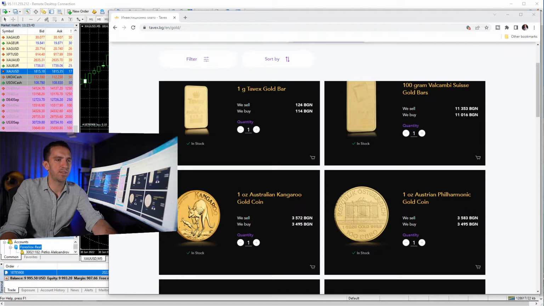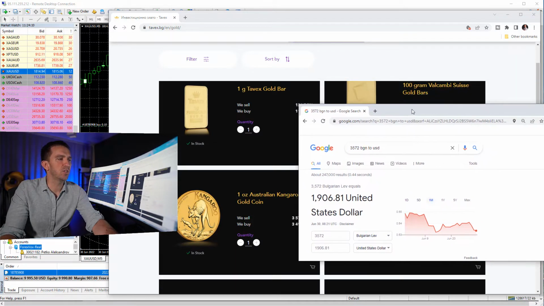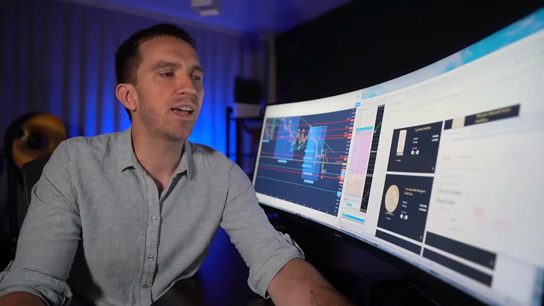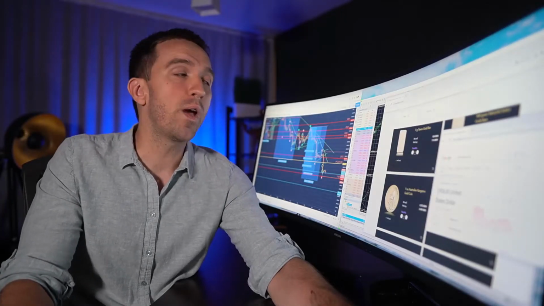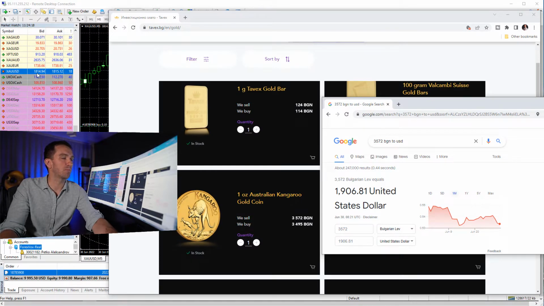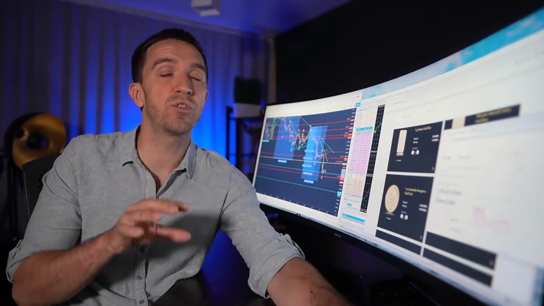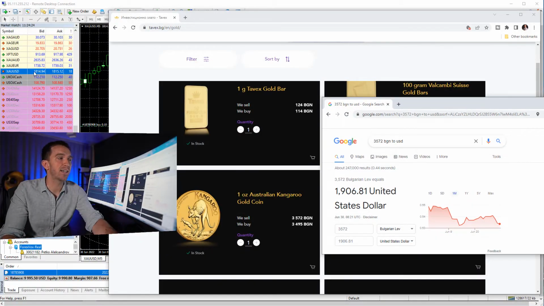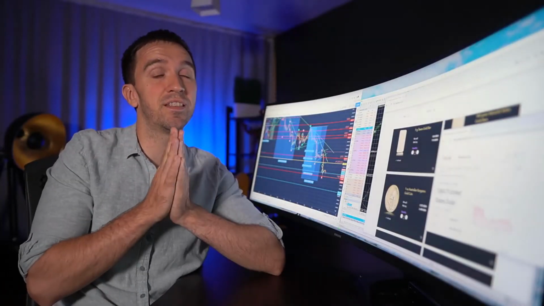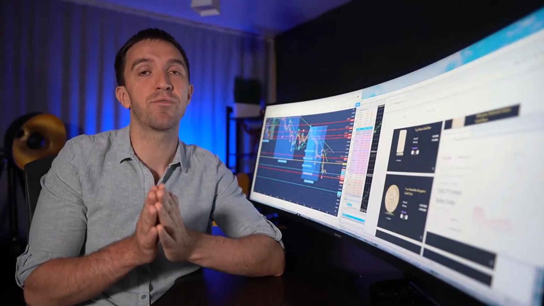3,572 Bulgarian levs. Now if I show you how much that is in dollars, you will see that this is $1,900, way more expensive than the market price we have now, nearly $100 more. And this is the price they sell. And let's see the price they buy. It is 3,495. I guess this will be about $50 lower. Yep, something like that, $40 to $50 lower. So $40, $50 is the difference between the buy and the sell price for 1 ounce.